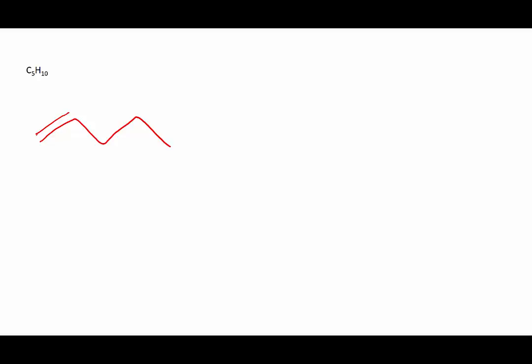So we count the number of hydrogen atoms. This carbon has 2. This carbon has 1, 2, 2, and 3. Okay? So if we add these up, we get 3, 5, 7, 10 hydrogens.